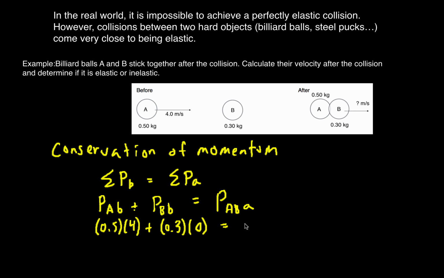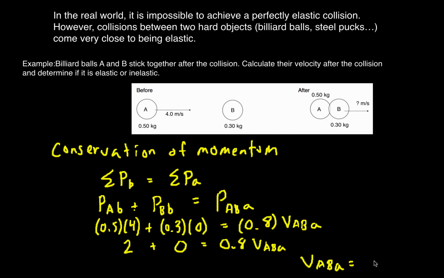After, the combined mass forms the momentum of ball AB. The combined mass is 0.5 plus 0.3, which is 0.8 kilograms, times the velocity of AB after the collision. This tells us 2 plus 0 equals 0.8 VAB after. Or VAB after, when we rearrange and solve, is equal to 2.5 meters per second. That's the first step of the problem. The second step of the problem is to show whether the collision is elastic or inelastic.